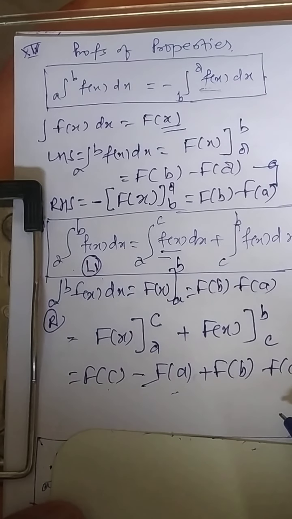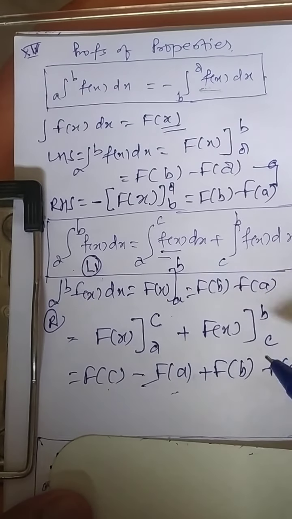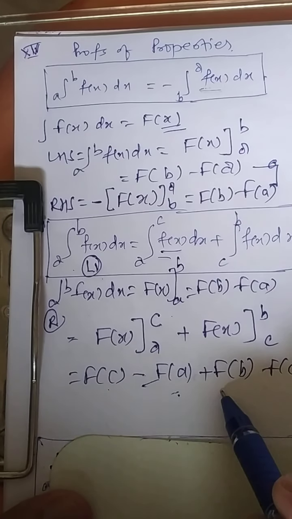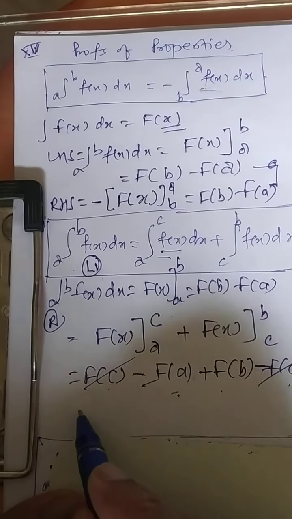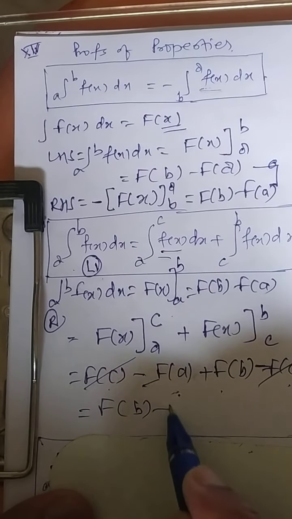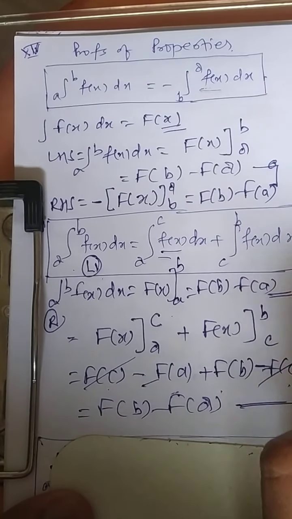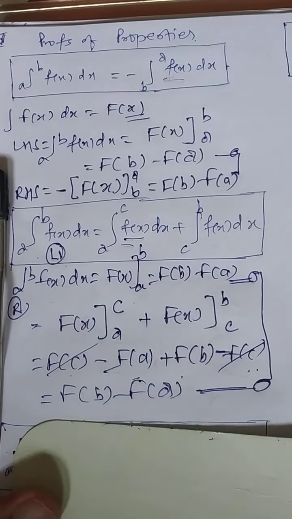So if you simplify further, here it will be a to c and c to b. F(c) minus F(a) plus F(b) minus F(c). So this will get cancelled, and if you simplify, you are still getting F(b) minus F(a). So this expression and this expression are the same. Therefore, that is the splitting property.